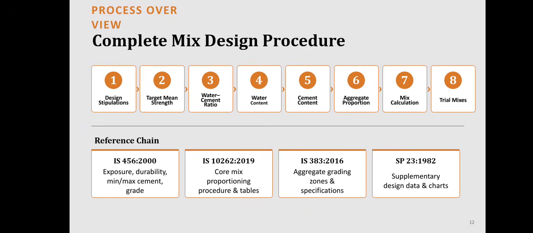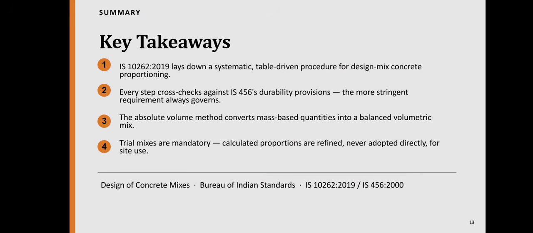To summarize, the IS method of concrete mix design is a logical and scientific procedure. It starts with collecting design requirements, calculating target mean strength, selecting the water cement ratio, determining water and cement content, estimating aggregate proportions, performing absolute volume calculations, and finally confirming the mix through trial batches. By following IS 10262-2019 together with IS 456-2000, we can produce concrete that is strong, durable, workable, and economical.